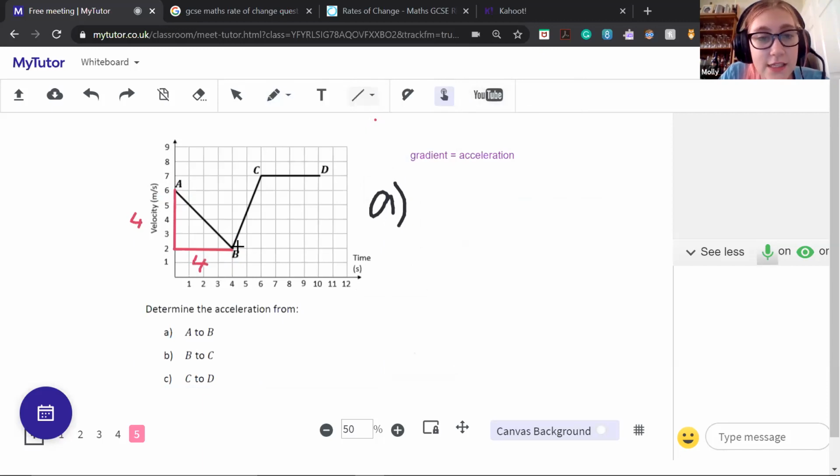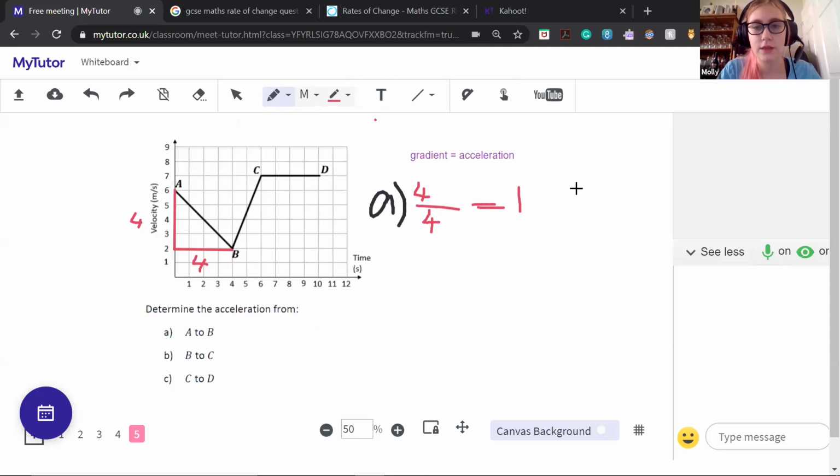So what this is saying is that we change 4 meters per second in 4 seconds. So we do 4 divided by 4, which is 1. And then we add on our unit, it's meters per second, which we also write as meters per second squared. And all we did there was read the gradient. And because we knew that acceleration was gradient, that was nice and simple for us.